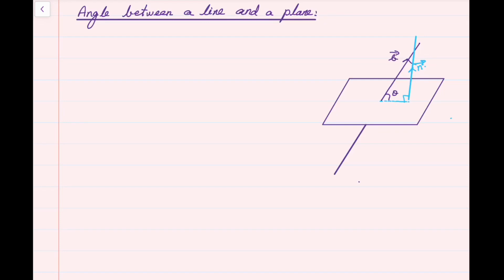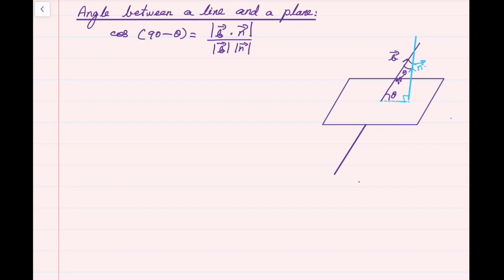This is 90 degrees. Therefore, this angle will be 90 minus theta. 90 minus theta is the angle between vector b and vector n. Therefore, cos of 90 minus theta is vector b dot vector n divided by magnitude of vector b times magnitude of vector n, and we will find the acute angle between them, so absolute value of.